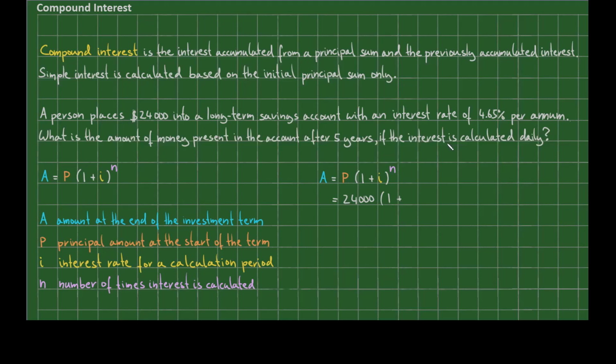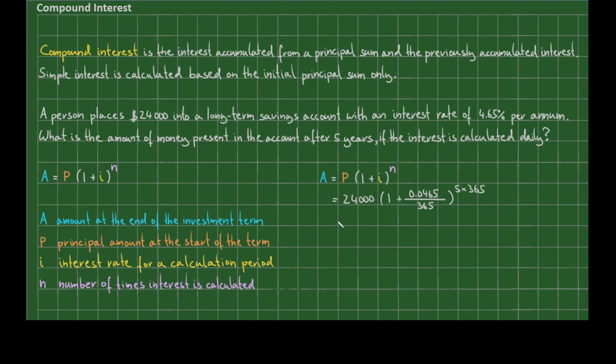This means that we need the daily interest rate, and we will get that by taking 4.65% and dividing it by the number of days in a year. And so over here in our formula, we will have a somewhat horribly looking fraction, 0.0465 over 365. Once I close the bracket, I need to raise it to the number of times that the interest is calculated. The interest is calculated daily over 5 years. So, how many days in 5 years? Well, it will be 5 times 365. Yes, I'm excluding leap years.